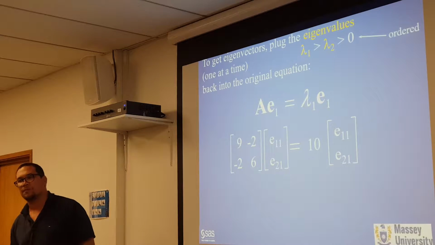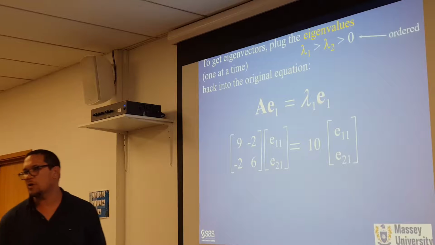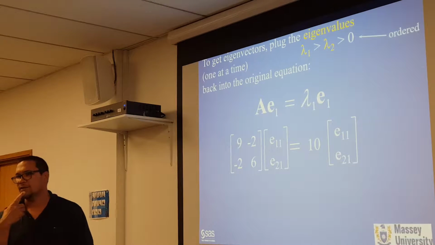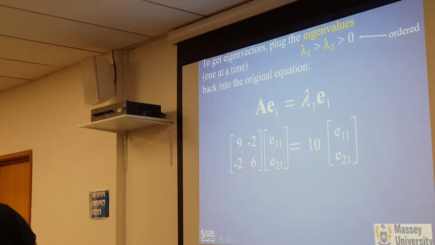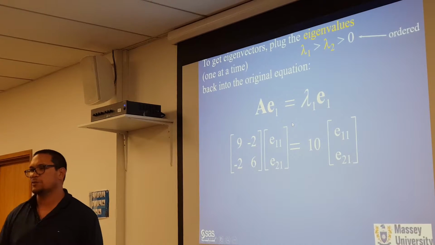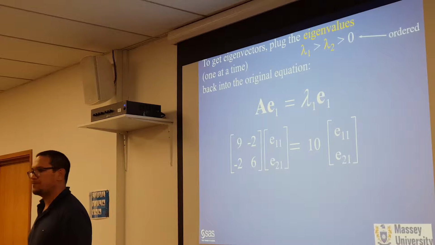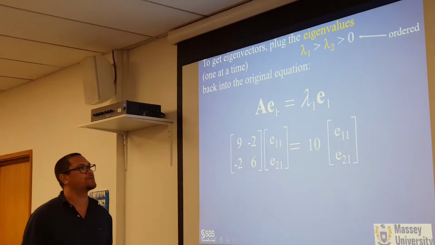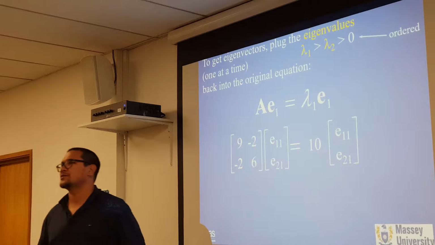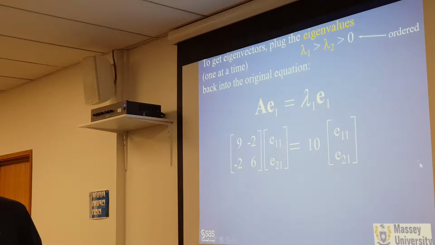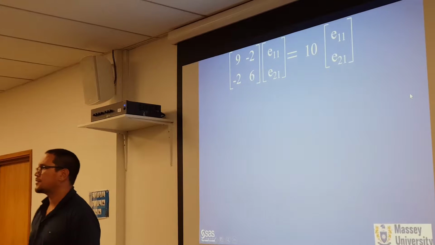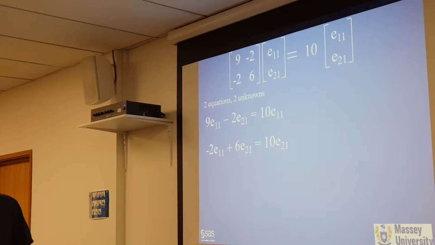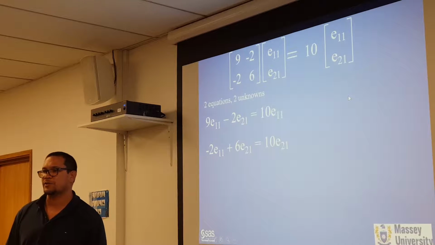So this is what we know. We know one of the eigenvalues is 10, so lambda 1 is 10, and we know that A, the matrix A, is 9, negative 2, negative 2, 6, times whatever the eigenvector is, I'll just call this E1, is equal to 10 times that vector. So this is self-evident: A times the vector is equal to lambda times the vector. We know what A is, and we know what lambda 1 is, so we need to solve this equation. It's basically a pair of simultaneous equations, 2 equations, 2 unknowns, and we can solve this relatively simply.